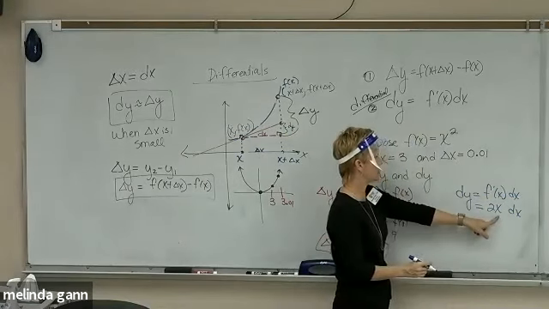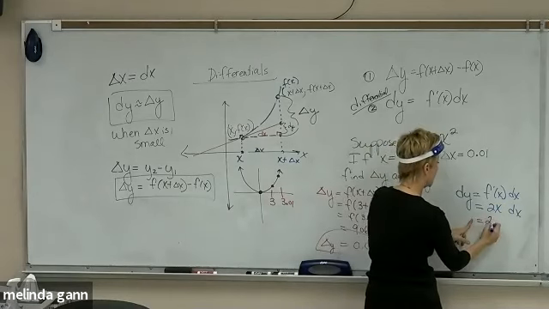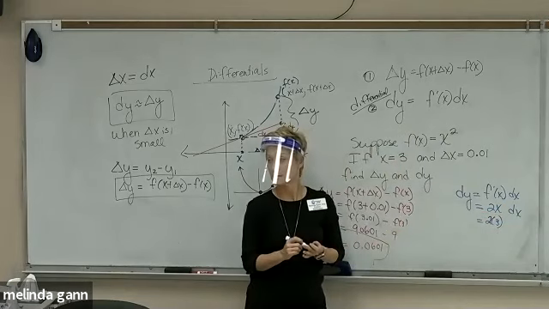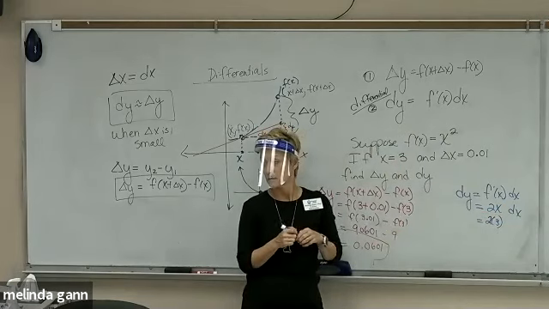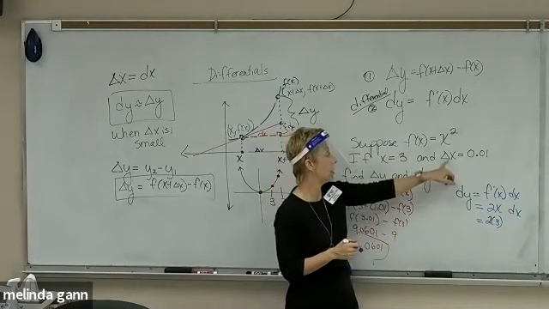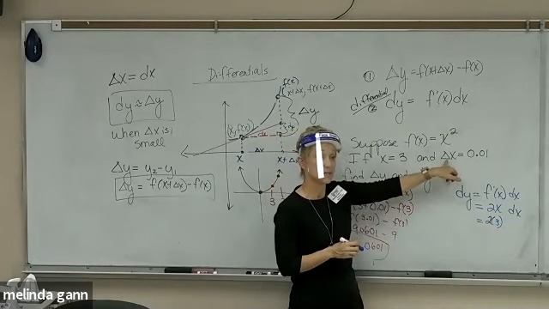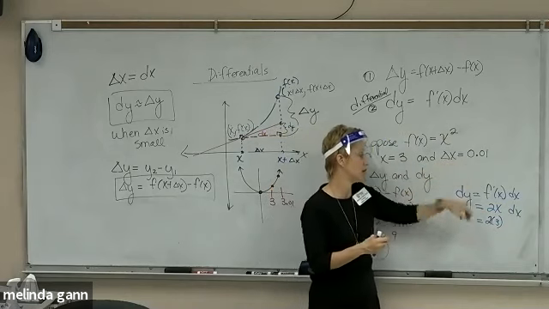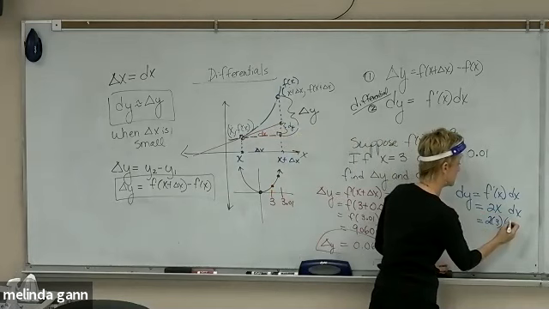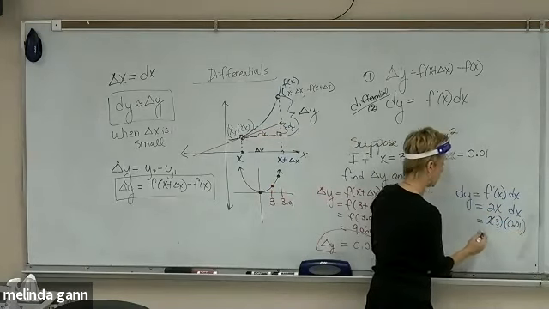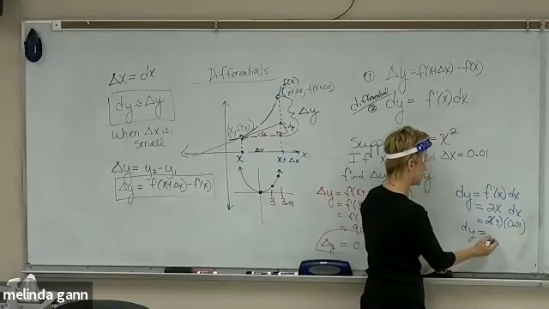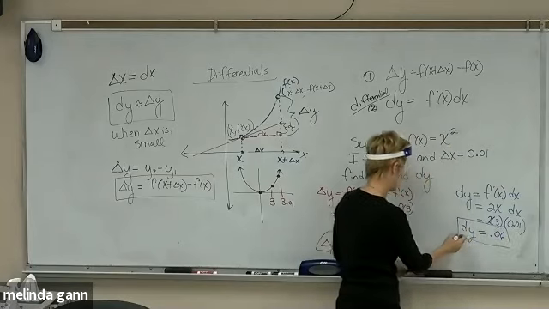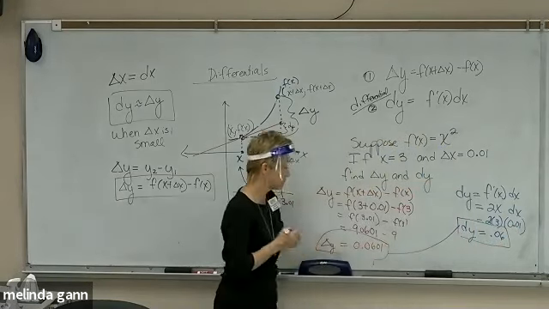All right. Now, what's my x value going to be? 3. Now, they didn't give me dx. How do I know what dx is? It's the same thing as delta x. We said dx and delta x were identical. They're interchangeable. So if delta x is 0.01, dx is going to be what? 0.01. So what does that answer come out to be? 0.06. Are they exactly the same?